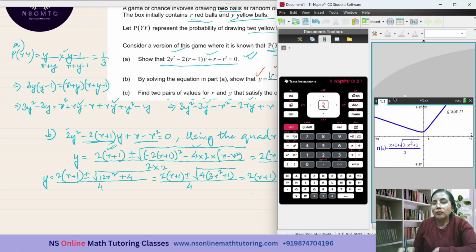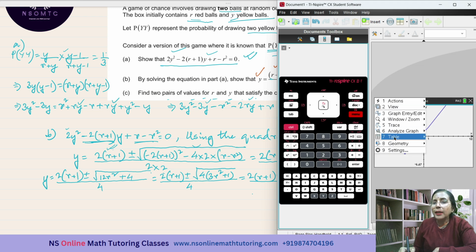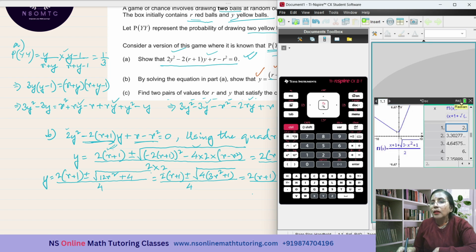And fine, we have to find the r and y values. So, in this case, x and y values. Therefore, you can just go on using the graph trace, but that will be taking time. So, I go to the table, okay, and split screen table. Okay, this is x and this is f1 of x, which is y. X is r and f1 of x is y. So, we are seeing, find the two values for r and y. So, we are seeing that r is the number of red balls and y is the number of yellow balls. So, both have to be positive integers.